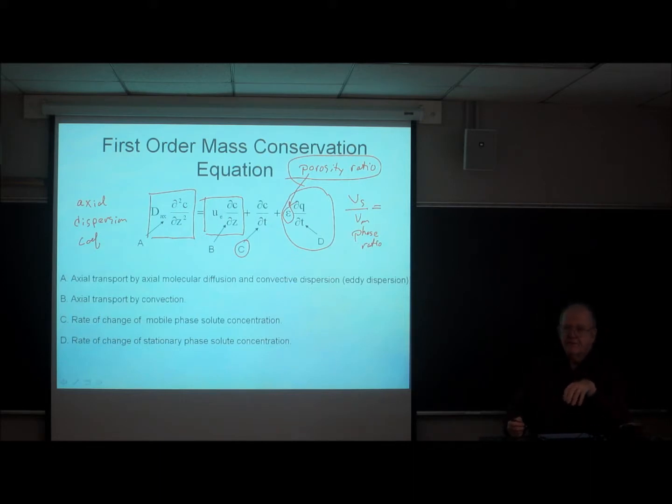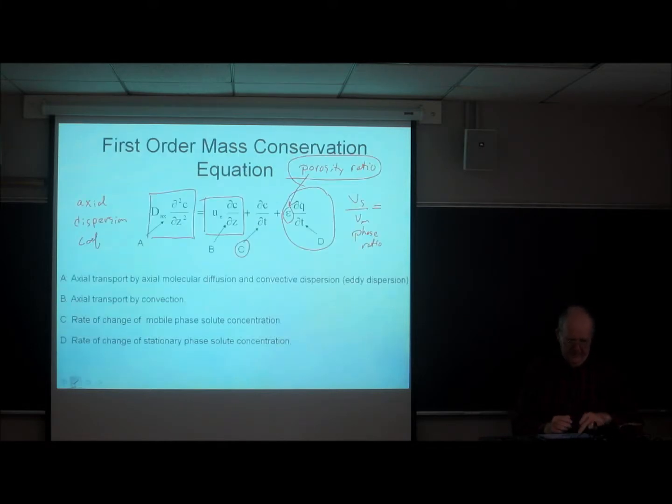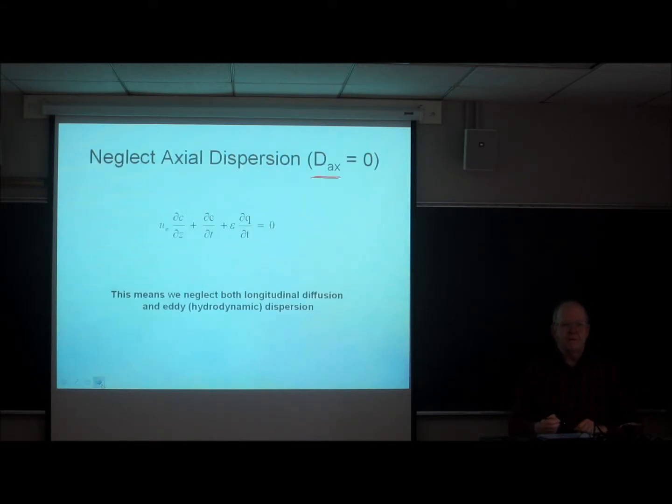So this is the differential equation that governs everything that's going on inside the column. Now, the first approximation we'll make is we're going to neglect axial dispersion. So we're going to turn off longitudinal diffusion, and we're going to turn off eddy dispersion. Get rid of them. And so this term disappears, it becomes 0, and that greatly simplifies the problem because we no longer have a second distance derivative to deal with. So we're neglecting both longitudinal diffusion and eddy or hydrodynamic dispersion along the axis of the column.